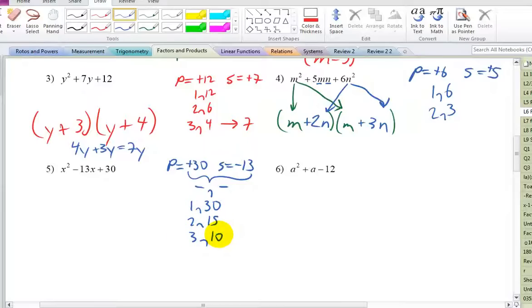Okay, I stopped at 3 and 10. I mean, I could go 5 and 6. What's the answer? Hakir? 3 and 10. What, specifically those at 3 and 10, or is it? Okay, so we have a negative 13, so we need both negatives. So double check your signs always. So your complete answer, x minus 3, x minus 10.